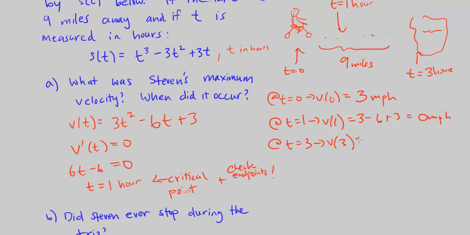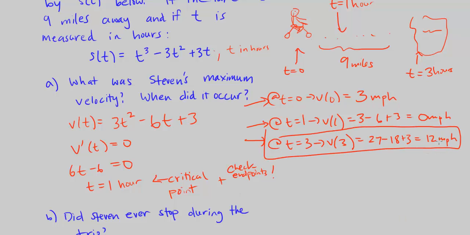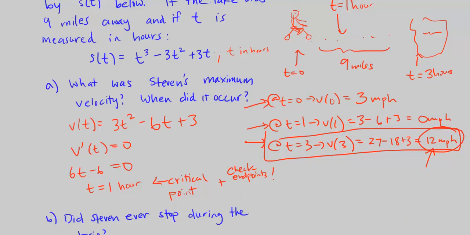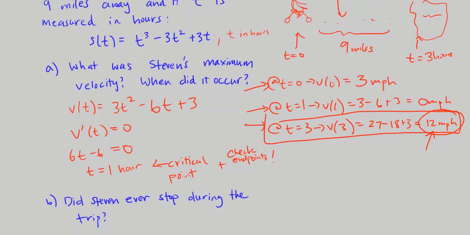And finally, we have t equal to 3 hours. What is his speed? We plug in 3. 3 squared times 3 is 27, minus 6 times 3 is 18, plus 3. So that is 9 plus 3, which is 12 miles per hour. These are our endpoints, and this is our critical point. Which one gives us a maximum velocity? Here's our maximum, at time equal to 3 hours. So when did it occur? At time 3. What is his maximum velocity? 12 miles per hour.